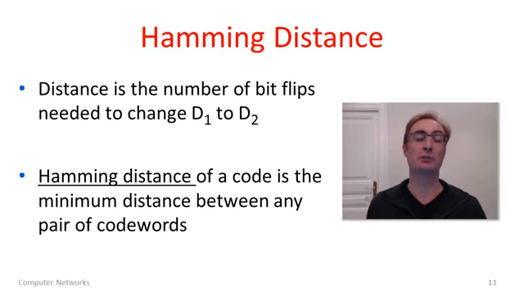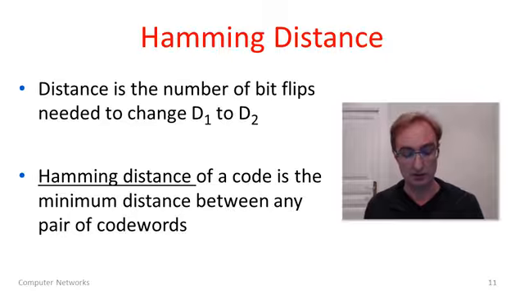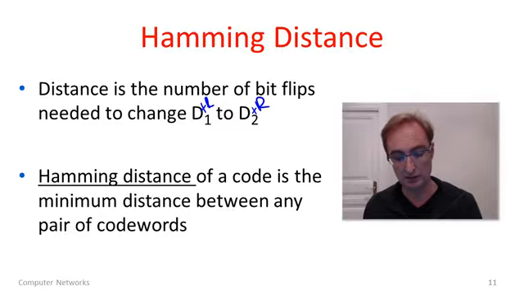Okay, so here are some of the concepts that Hamming came up with, which we need to know to work with error codes. He came up with the concept of the Hamming distance. The distance by itself is the number of bit flips you need to change. It says D1 to D2. This should really be full code words: D plus R1 to D plus R2.